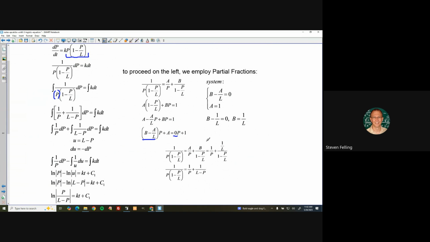over L, which means that this 1 over P, 1 minus P over L, is this A of 1 over P, and this 1 over L over 1 minus P over L. And then you can do a little bit of manipulation here. You can multiply the top and bottom of this by L to rewrite this term as 1 over L minus P, right? So this can be replaced with this.